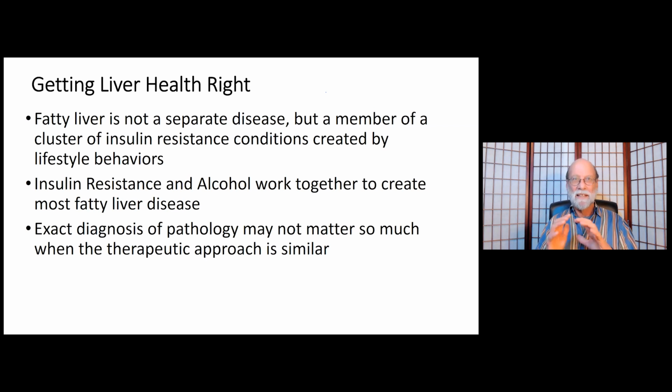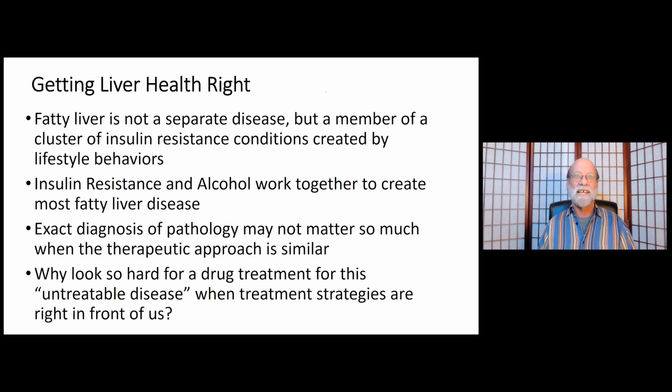And in some ways, the exact diagnosis of pathology may not matter so much, especially when it doesn't change what the treatment approach is. And then finally, often this is called an untreatable disease. And this is a disease that drug companies are investing heavily in trying to find a drug that will treat this. But in some sense, why look so hard for a drug treatment when the strategies are right in front of us?